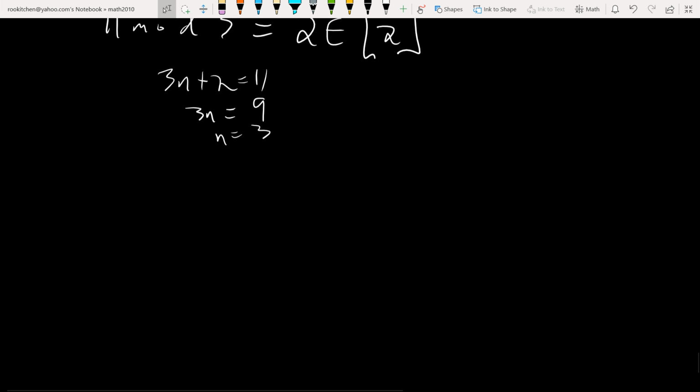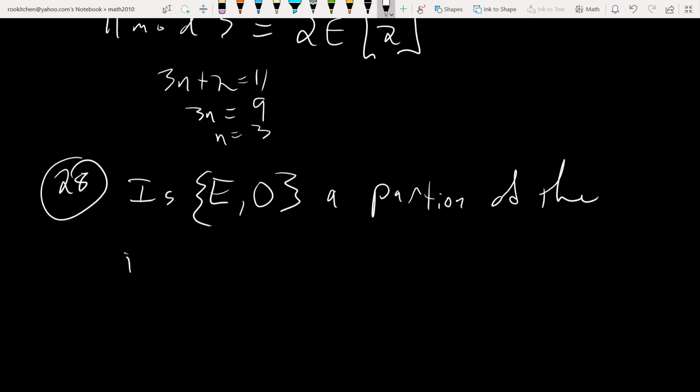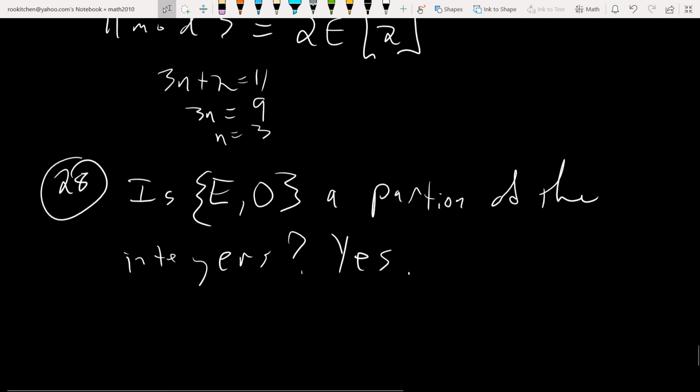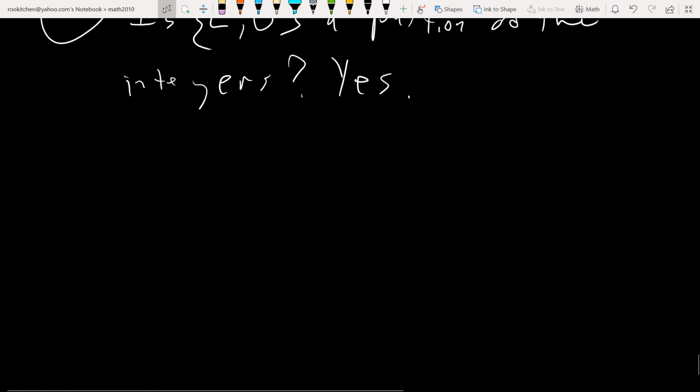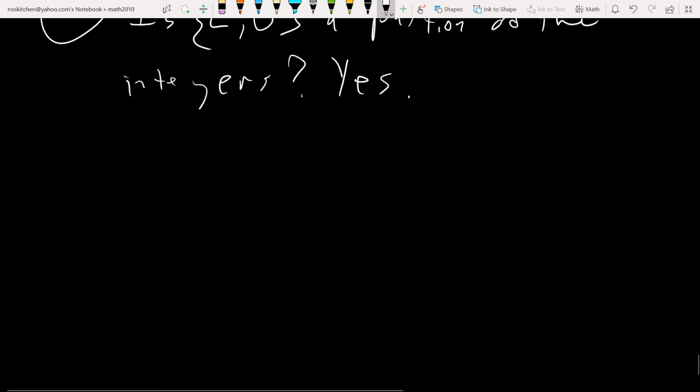You can even just rewrite the numbers as even and odd numbers. The even and odd is a partition of Z. Okay, so number 28, they even ask, is E, O, E for even, O for odd, a partition of the integers? And yeah, it is, because every number in the integers is either even or odd, and there is no number that is both even and odd. You may wonder about 0, but if you remember the homework in the even and odd section, 0 is even, because it's 2 times some integer.